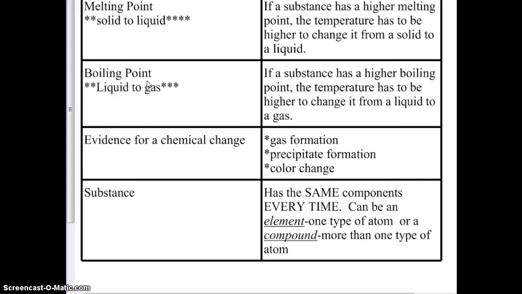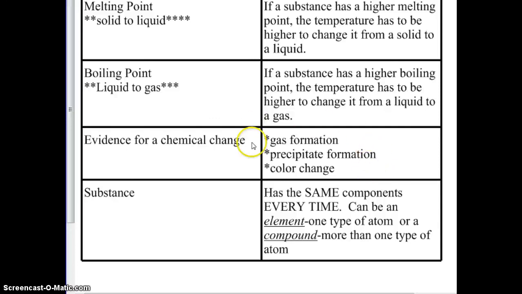Sorry about that. If a substance is a solid at room temperature, that means that its melting point is higher than that of water. Okay, you also need to know evidence for a chemical change. Those are the three things that we did in class when we mixed the copper sulfate with the ammonia and hydrogen peroxide. We saw gas formation, precipitate formation, and color change.